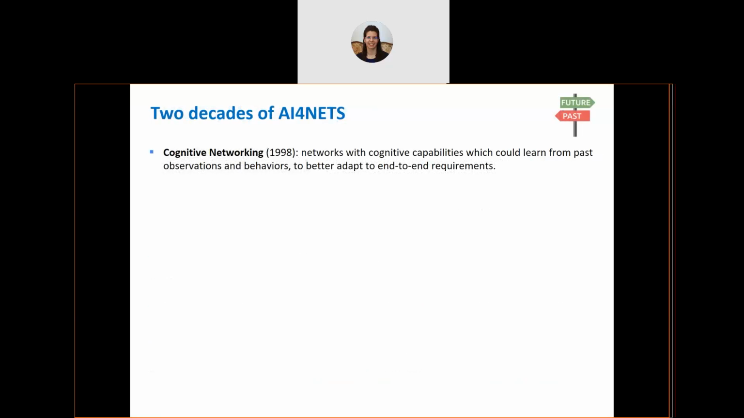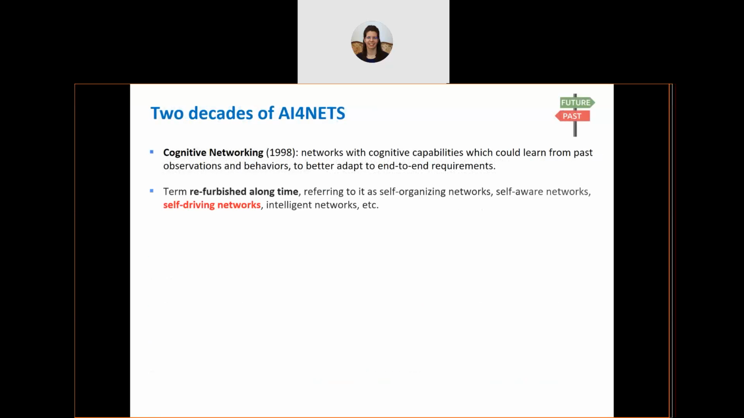But of course, if you think about this path, it's not new. We have been talking about this type of automatic, self-driven networks, cognitive networking, and so on for the last, I would say, 20 years. In 1998, there were these initial concepts of cognitive networking, in which the idea was networks that would have cognitive capabilities and could take measurements and learn from them to react in the future. Since then, we have seen many terms refurbished, like self-organized networks, self-aware networks, self-driving networks, intelligent networks, all the names that you would like to have.